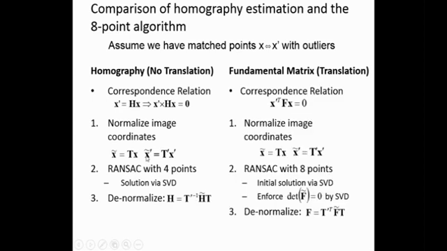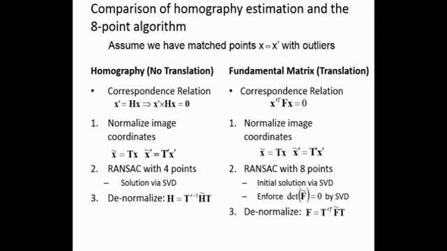Similarly, for the fundamental matrix, the correspondence relation is that x prime transpose F x equals 0. So now every pair of points gave me 2 equations. Here it gives me 1, whereas it gave me 2 constraints in the case of the homography. Now it gives me 1, so I need 8 points.